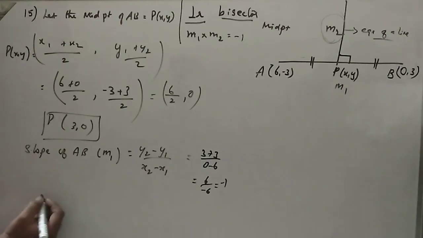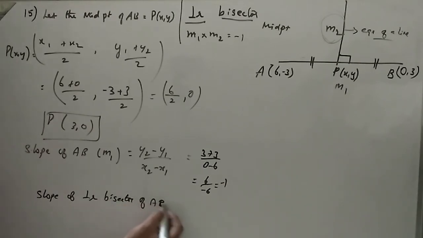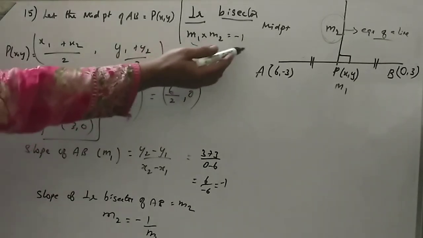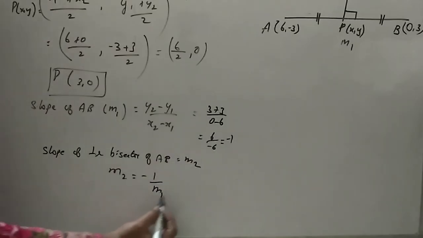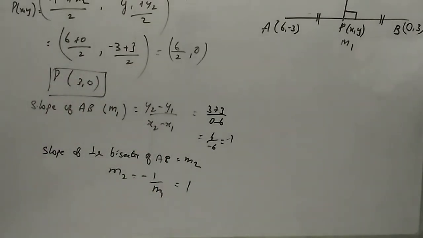Next, slope of perpendicular bisector of AB be M2. Then write M2 is equal to minus 1 upon M1. Okay, M2 is equal to minus 1 upon M1 we can take. That is equal to 1.